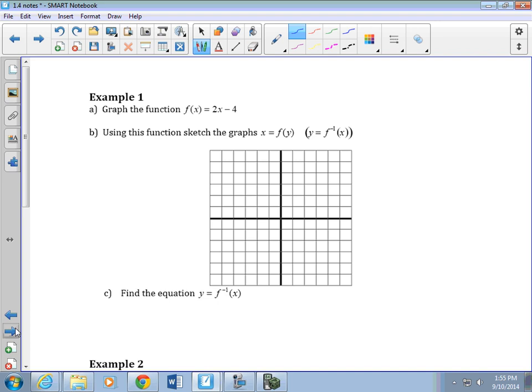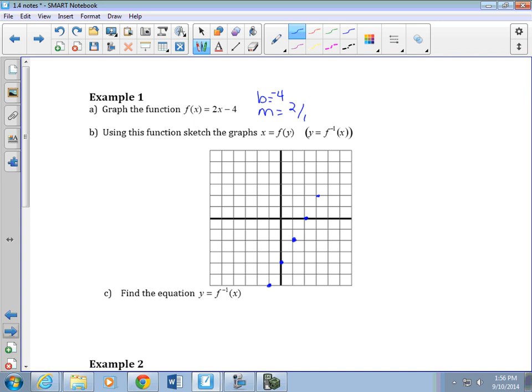Okay, so another example. Graph the function f(x) equals 2x minus 4. So I'm saying my y-intercept is equal to -4, and my slope is equal to 2 over 1. So -4, 1, 2, 3, 4. And then I'm going up 2 over 1. And just for the sake of having a straighter line, I'm going to do a couple more slopes, 2 over 1, 2 over 1, and then I'm going to go the other way, over 1, down 2.